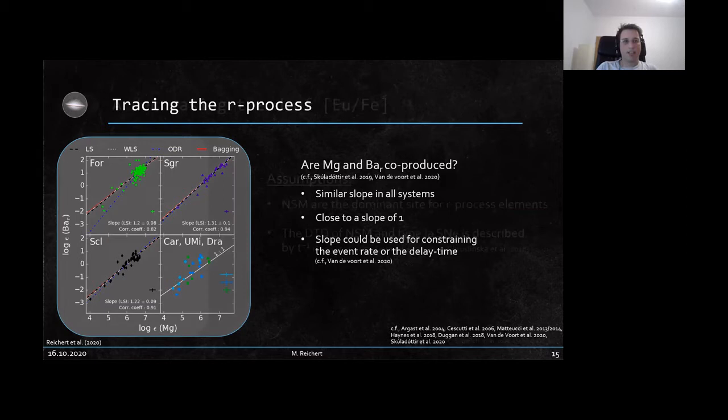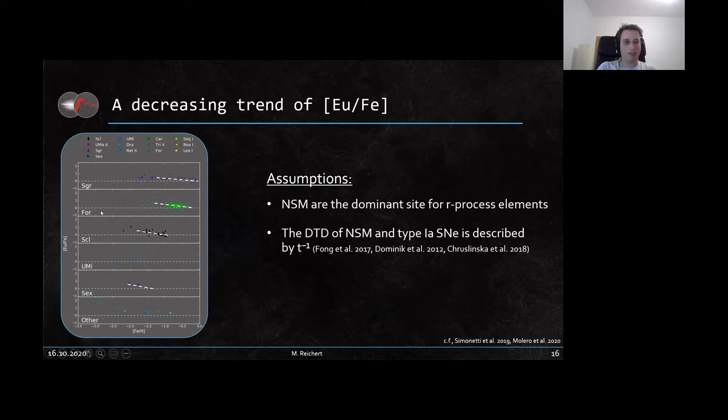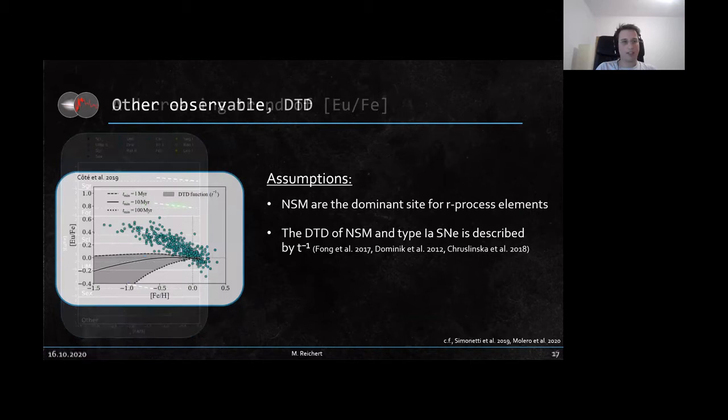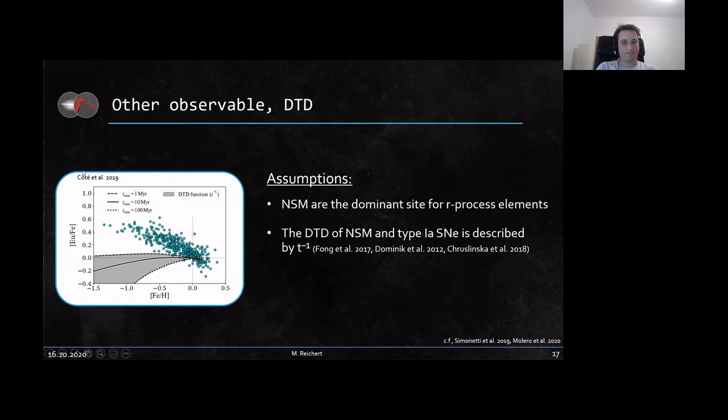Another indication we can get is this decreasing slope that I showed early in the talk. This decreasing slope you can also see in the Milky Way. Here's a plot from a paper of Benoit Côté in 2019, where he shows this decreasing slope for some stars in the Milky Way.